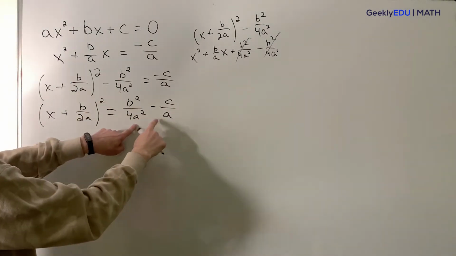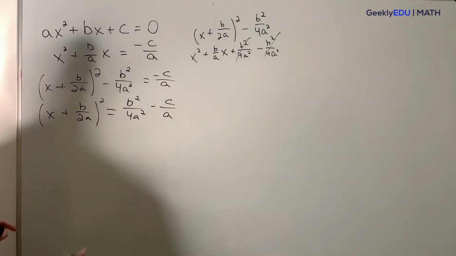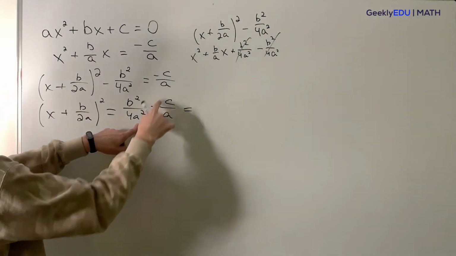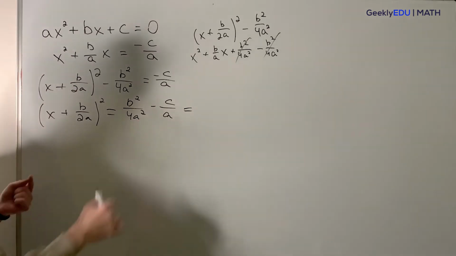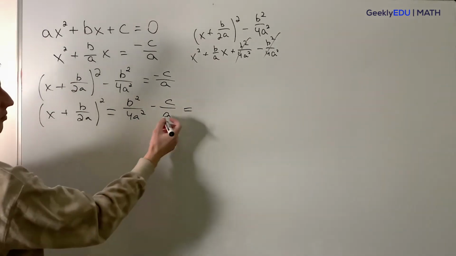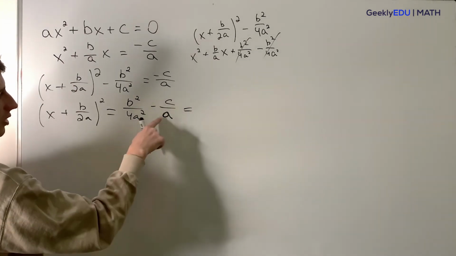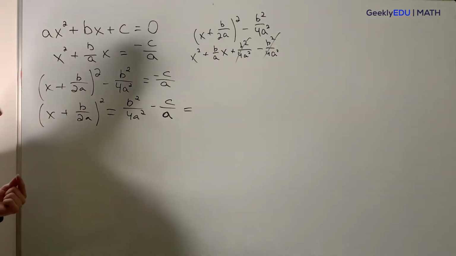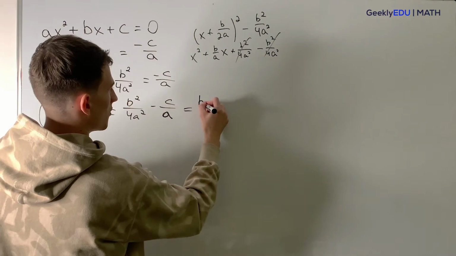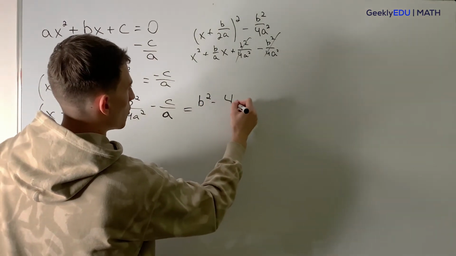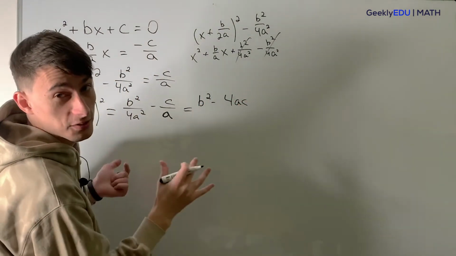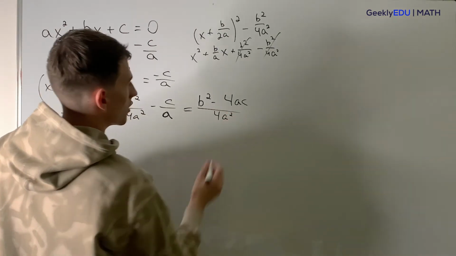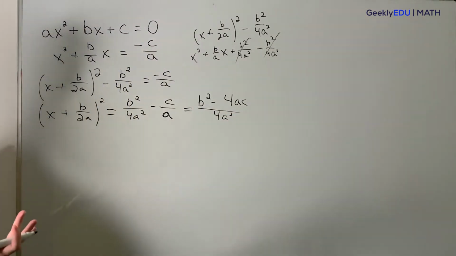But how can we rewrite this so it's with the same denominator? So we would have to multiply this fraction here by 4a. That makes sense, right? Because we already have an a here, and if we multiply by 4a, the top and the bottom, then we can rewrite it with the same denominator. So let's do that. We would have b squared minus 4ac, sounds familiar, doesn't it? Divided by 4a squared. Now, we're almost done.